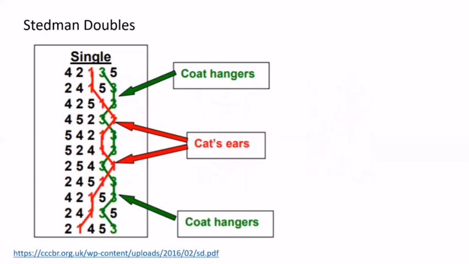Let's have a look at Stedman Doubles. Stedman Doubles plain course is 60 changes long. In order to give 120 rows and the extent, what we do is we introduce a single swapping a pair of bells, and 2 singles 60 changes apart will give us an extent. What the single does to the line is actually quite complicated. So let's have a look.